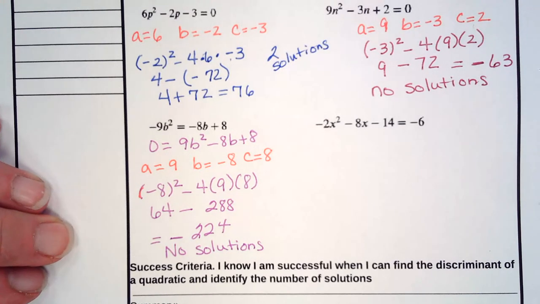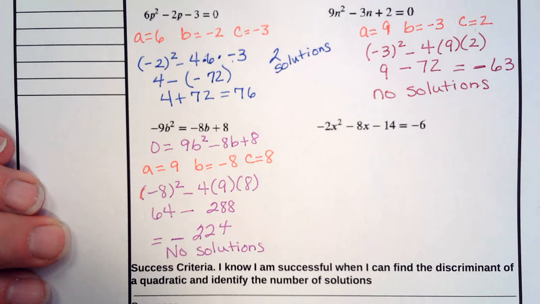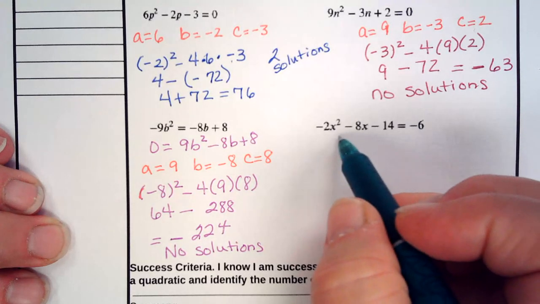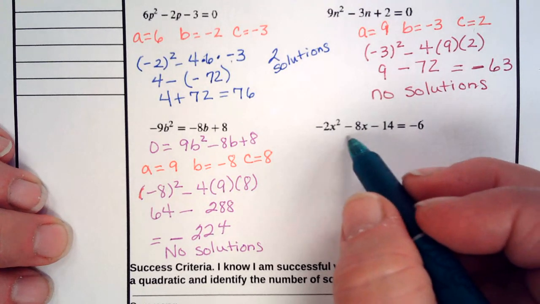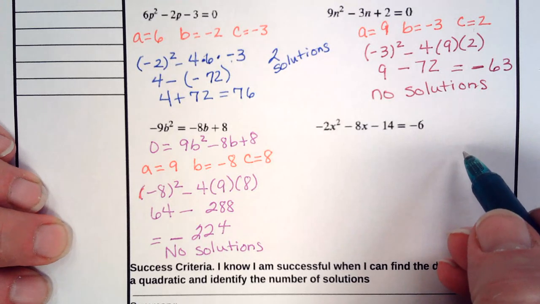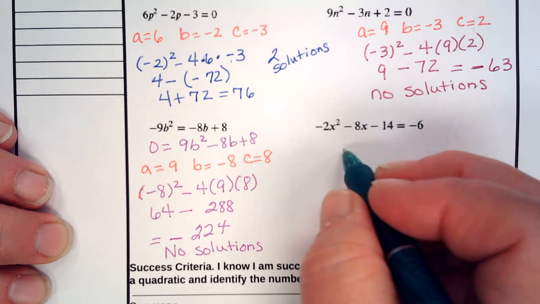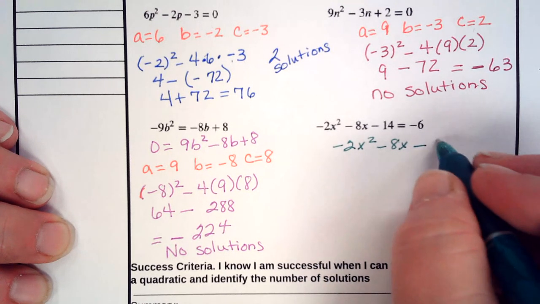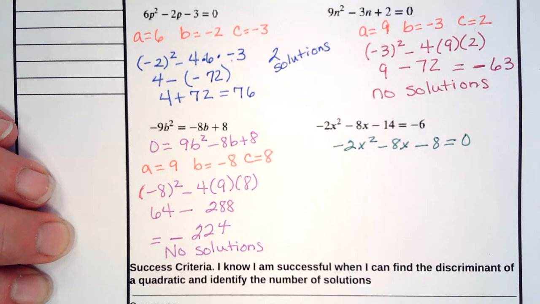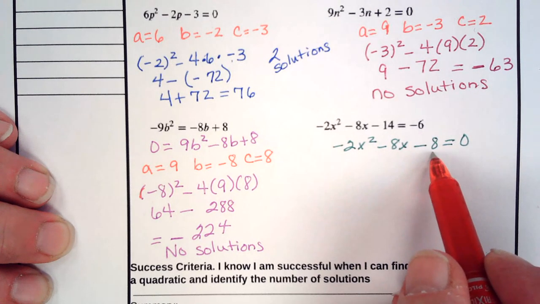Okay, pause the video. Can you set the next one up on your own? Okay, let's look at it. Is it set equal to 0? No. Can I move the 6 over, or should I move everything else to the other side and make everything positive? Well, when you're using the quadratic formula, it really doesn't matter. So I'm going to add 6 to both sides. Negative 2x squared minus 8x minus 8 is equal to 0. Negative 14 plus 6 is negative 8.